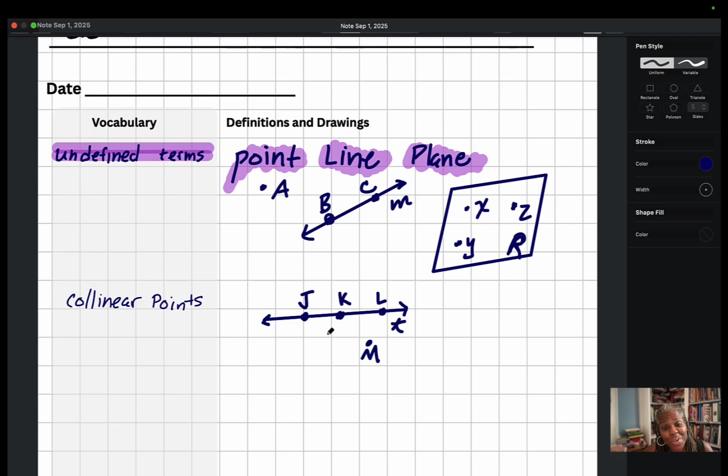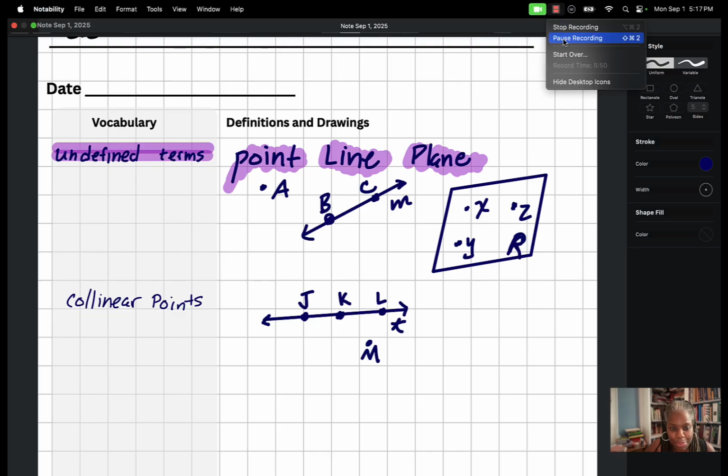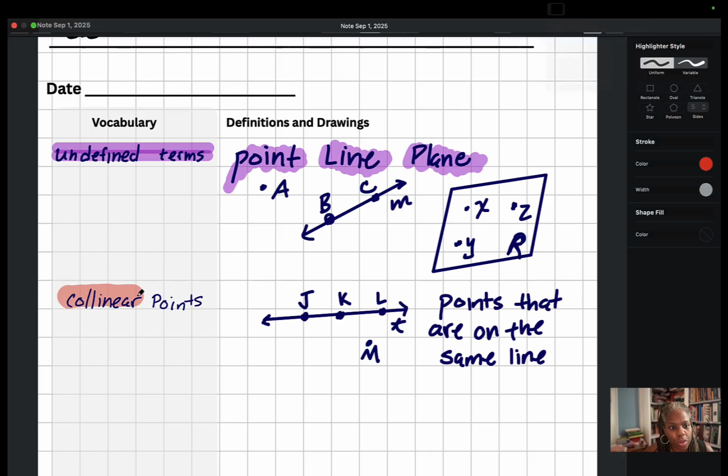What I want you to know is that J and K and L, those guys are collinear. They're collinear because all three of them are on the same line. But if I were to refer to J, K, L, and M, they are not collinear because there's not one line that would pass through all four of those points. Does that make sense? Write this picture down and write down the definition, please. So when we're referring to collinear points, remember they're points that are all on the same line. And so that's what you want to write down. And I think drawing a picture next to that would be really helpful.